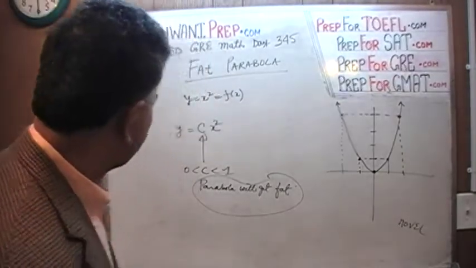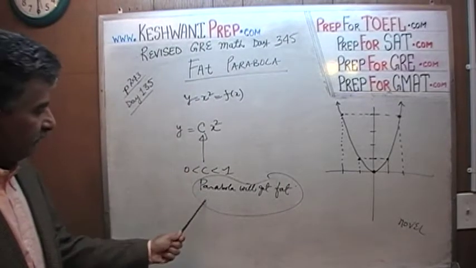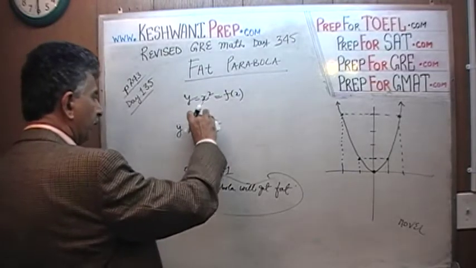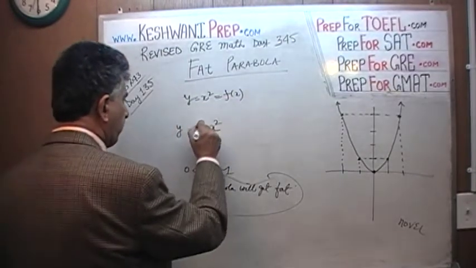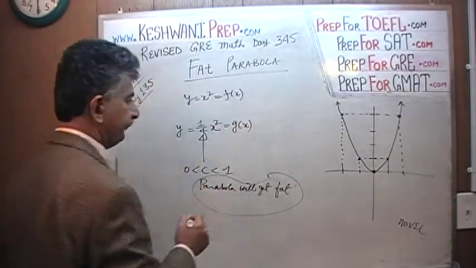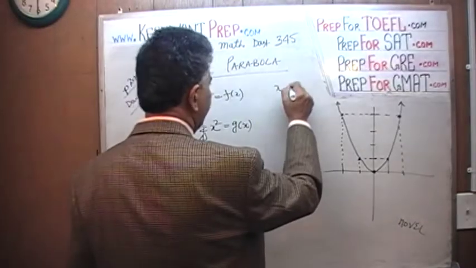So here's our new function. That's exactly what we're going to do here. We're going to multiply it by some fraction between 0 and 1. Let's multiply it by 1/4. And let's call this new function g of x. And we're going to plot that now. So g of x is here. Here's our x and here's our y.